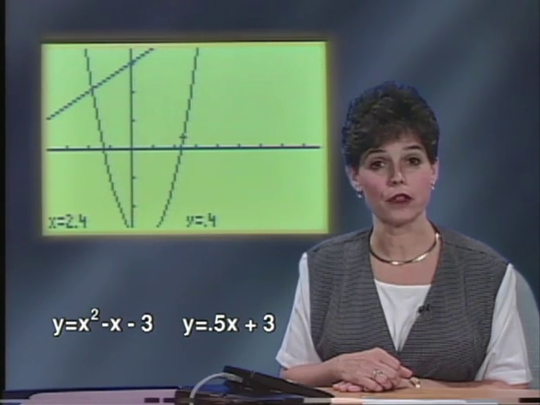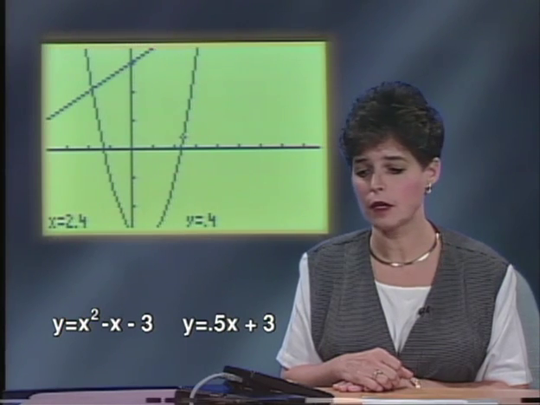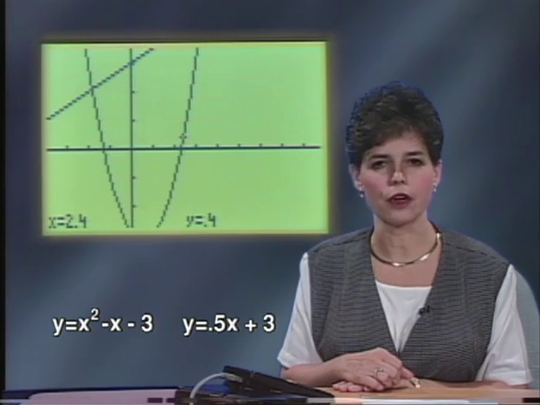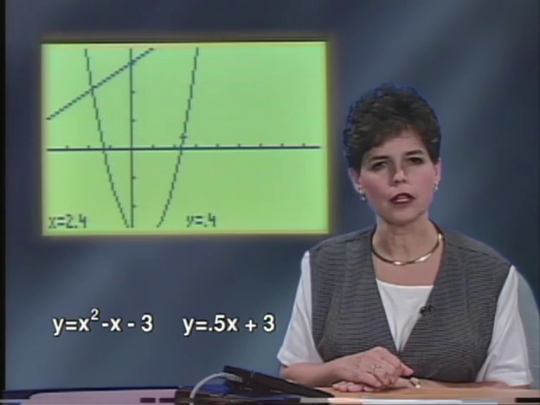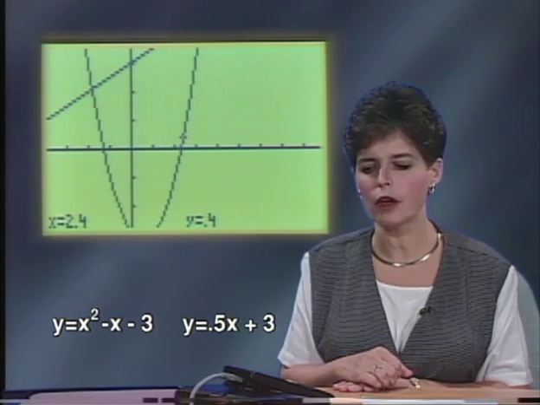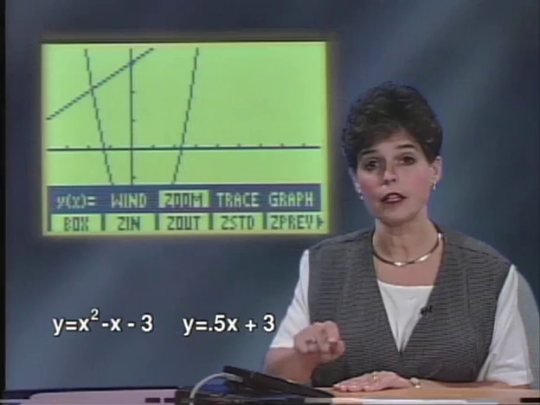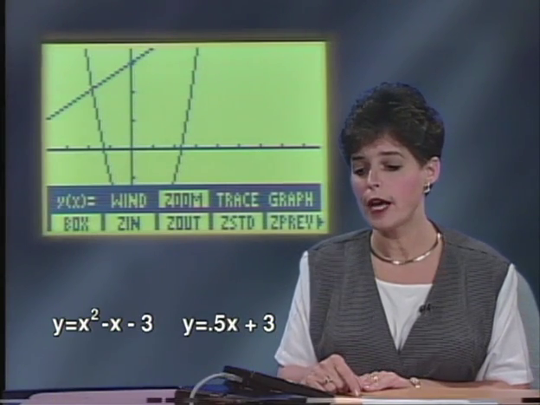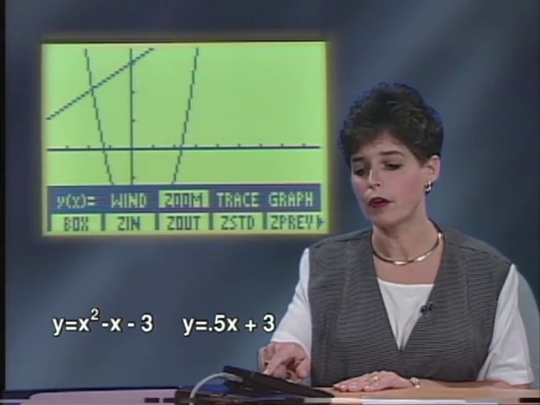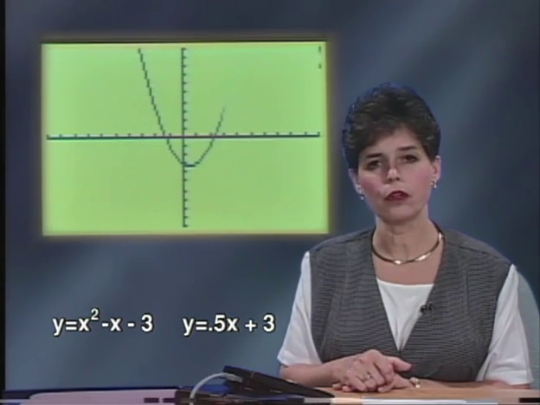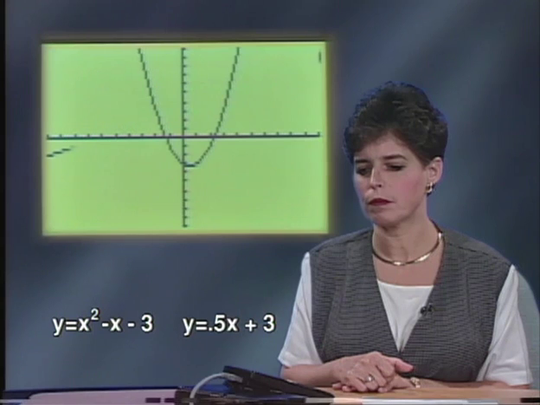Okay, another aspect of the zoom menu is box. I think I'd like to see where my functions are crossing each other. And since your picture might look a little bit different than mine right now, let's all get back to zoom standard. You can press the exit key to get the menu back if you want to, and then let's go to F4 to get zoom standard so that we're all in the same place. Then we're going to use the zoom box.